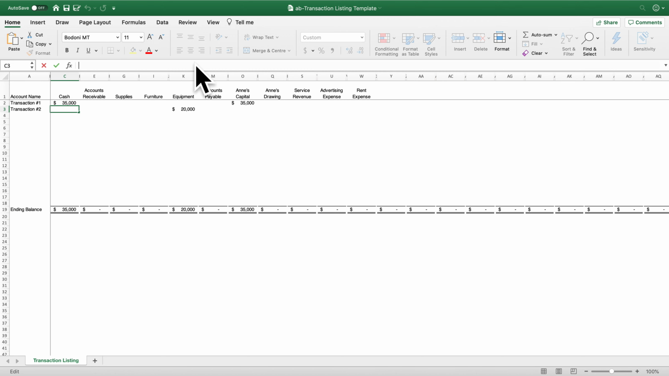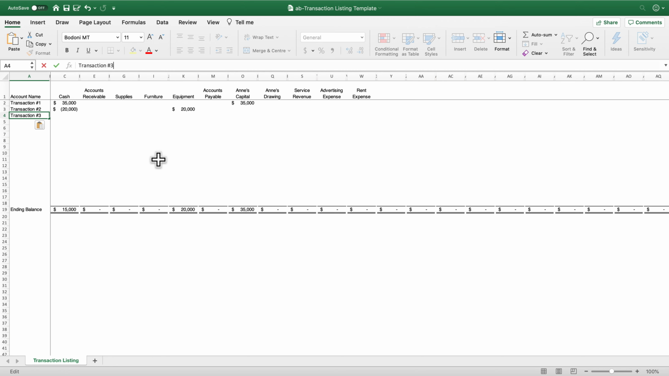So we have cash going out. So we need parentheses, and we need 20,000 cash going out. The parentheses show it's a negative, right? So we have equipment. We're increasing our assets in the equipment account, and our cash account is decreasing by 20,000.